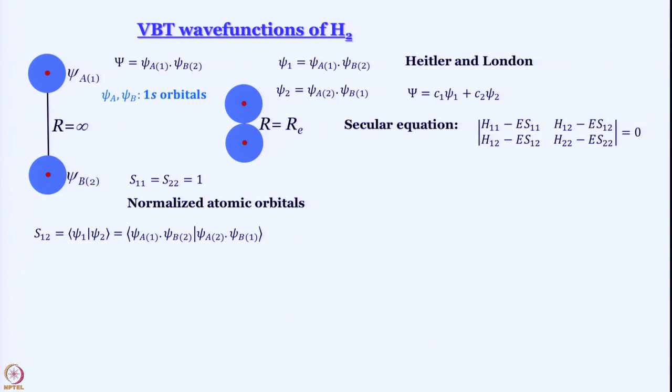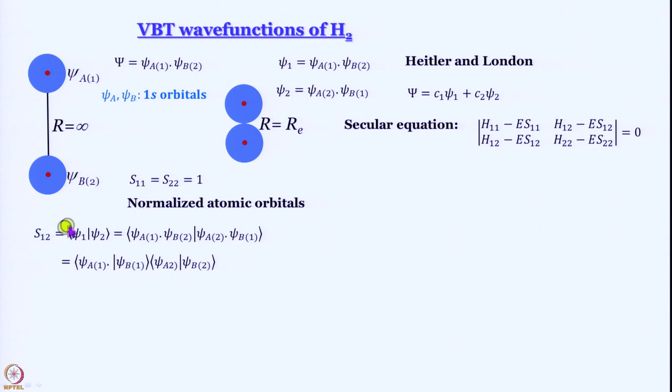Okay, what is S12? S12 is integral psi 1 psi 2 over all values of r. So, I write down the expressions for psi 1 and psi 2, psi a1 psi b2 multiplied by psi a2 psi b1 integrated over all values of r. And remember, this also has to be a double integral because there are two kinds of coordinates, one for 1, one for 2. This again factorizes into an integral in electron number 1, integral in electron number 2, psi a1 psi b1 multiplied by psi a2 psi b2. Okay? Now, what is the meaning of psi a1? Psi a1 essentially means electron number 1 in the 1s orbital of atom A.